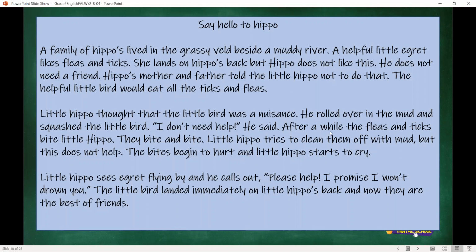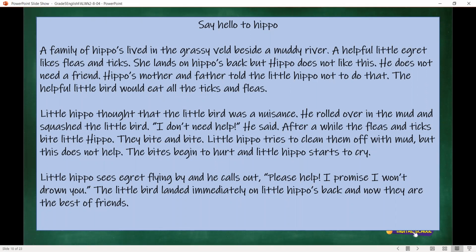After a while, we use this in our stories to say what's going to happen following the first part of the story. After a while, the fleas and ticks bite little hippo. They bite and bite. Now, I don't know if you noticed, but I put this short little sentence on its own. And the reason why I did that is because I repeated two words and I wanted the reader to feel how hippo felt. When you put a little sentence like that on its own and you repeat two words, they do it in poems as well. It just gives a bit more feeling to it.